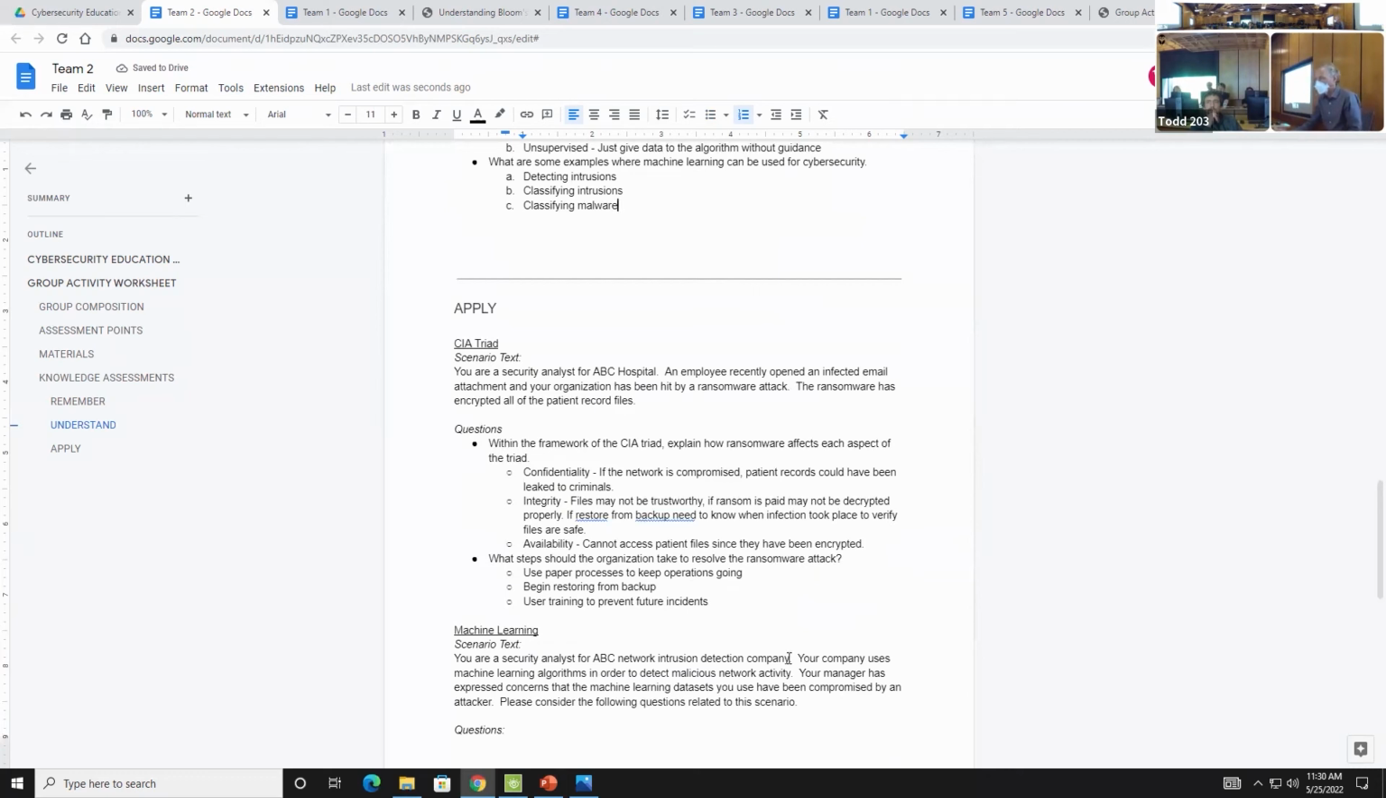Apply. You're a security analyst. An employee recently opened an infected email attachment in your organization and you were hit by a ransomware attack. The ransomware has encrypted all of the patient record files. In the framework of the CIA triad, explain how ransomware affects each aspect of the triad: confidentiality, integrity, and availability. So that's applying these concepts to this ransomware. Yes. What steps should the organization take to resolve the ransomware attack?